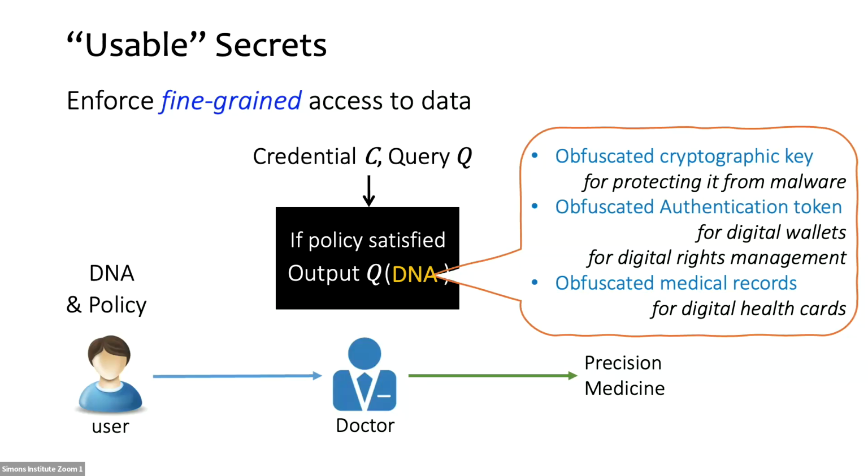And we can imagine there are many different forms of such usable secrets. For example, we can have an obfuscated cryptographic key that performs the same function but is protected from malware. We can have obfuscated authentication tokens for digital wallets or for digital rights management. Or we can have obfuscated medical records that help us in creating digital health cards.